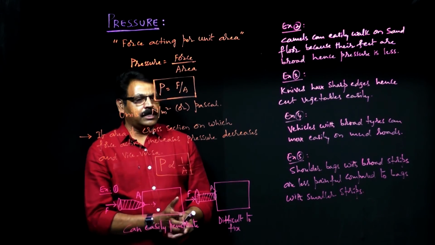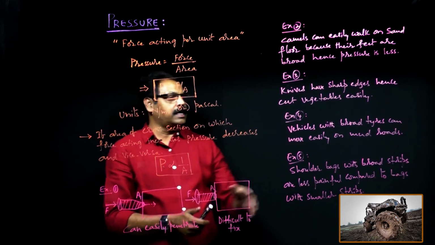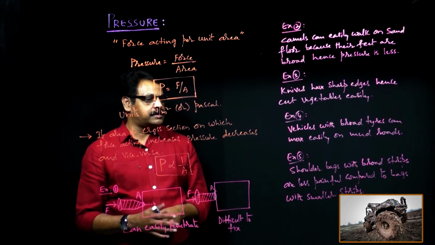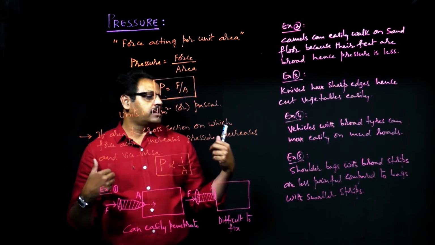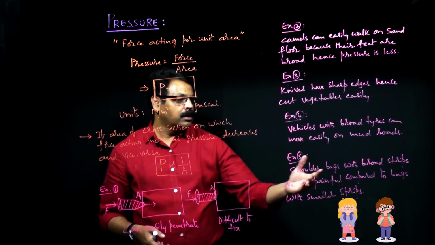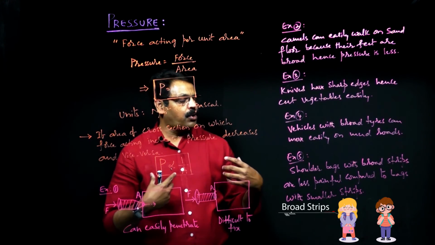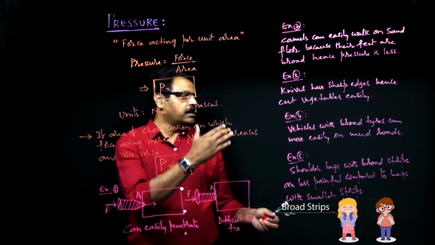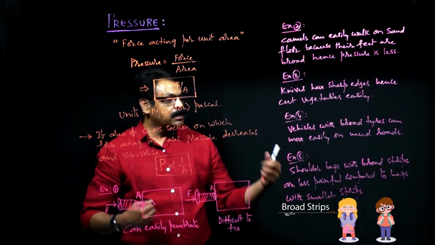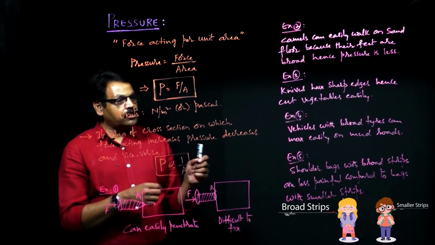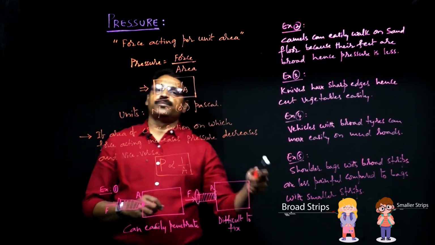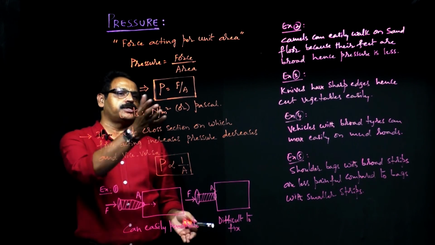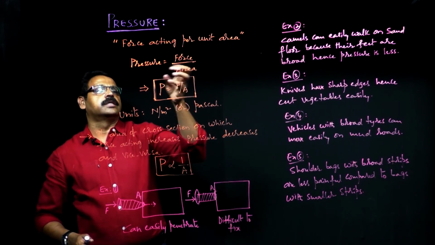And the next example you can see, vehicles with broad tires will have more grip. They can easily move on muddy floors because pressure is less. And similarly, you can see shoulder bags, school bags with broader straps. When the straps are broader, it is less painful because it occupies more area on the shoulders, so that the pressure is less, hence it is less painful. Whereas if you have bags with smaller straps, the area of cross section is less, hence the pressure is more, therefore it will be painful. So these are the examples where you can see the relationship between pressure and area. As the area of cross section increases, the pressure decreases.